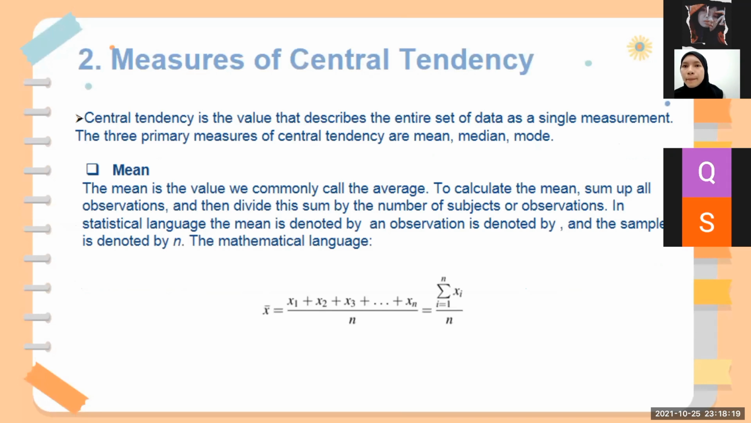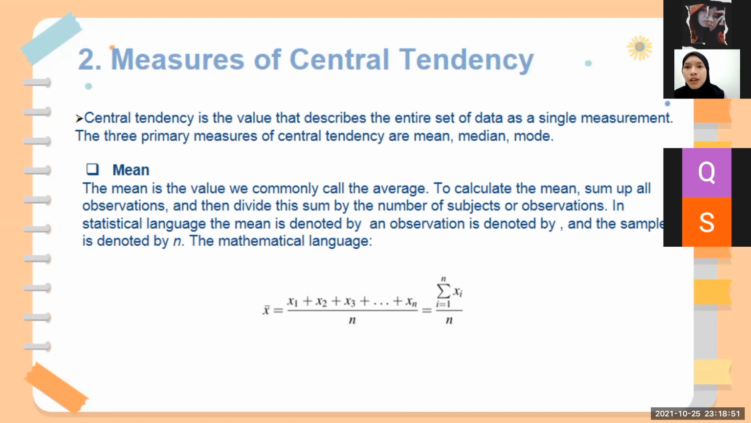Okay, next. We move to measures of central tendency. Central tendency is the value that describes the entire set of data as a single measurement. The three primary measures of central tendency are mean, median, and mode, as we know in statistics.